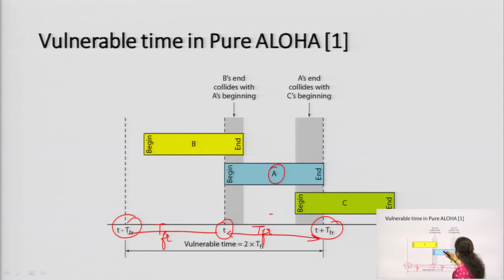Now, A, B and C, there are 3 stations which want to transmit the data. The A beginning is denoted by this one, that is A beginning, and this is A ending, this is C beginning, C ending, and this is B beginning and B ending. You can see how the collision will take place. Now, B's end will collide with the A beginning. Before B has ended the transmission, A has started the transmission.